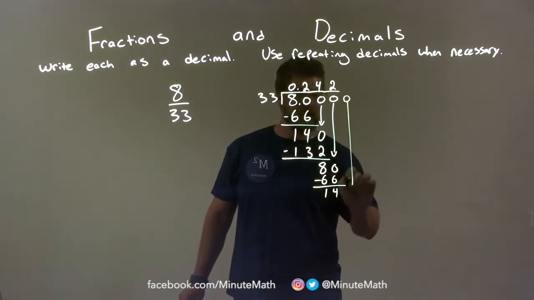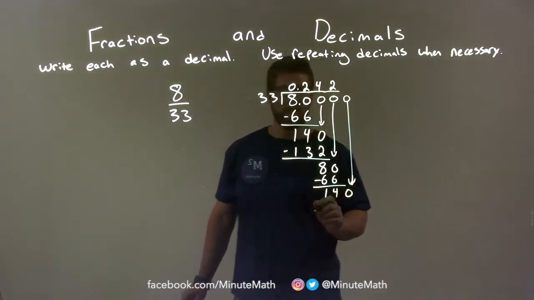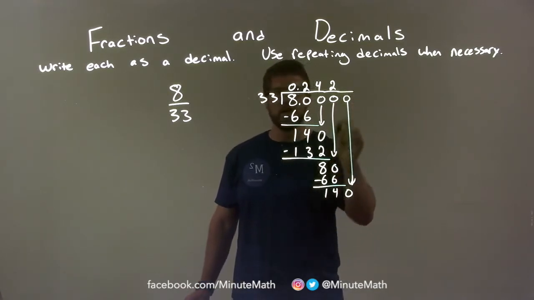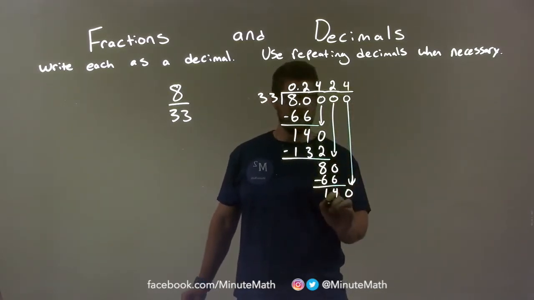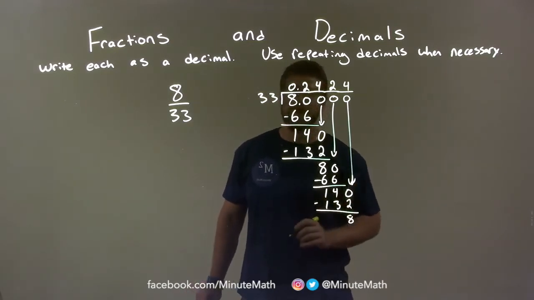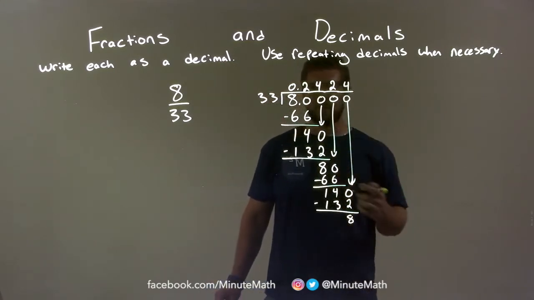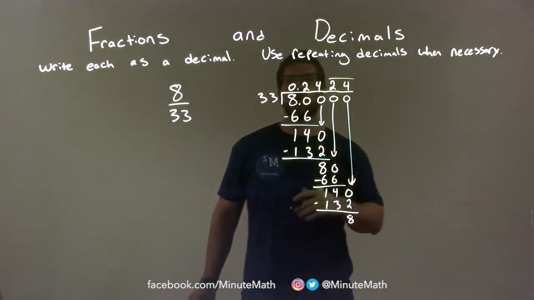I bring another 0 down, okay? And I'm left with 140, all right? And then we do the same process again. 4 times 33 is 132. And then we can see we get an 8 there when we subtract it. And so this is going to repeat, a 2, 4, 2, 4, okay? So that 2, 4 repeats forever.